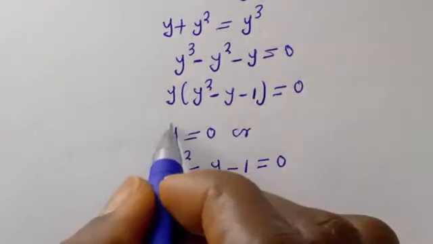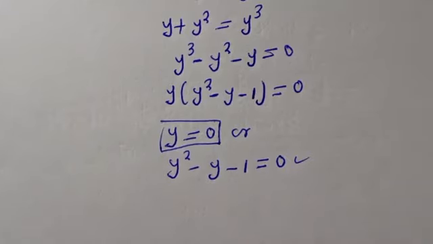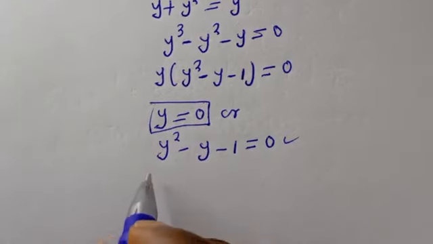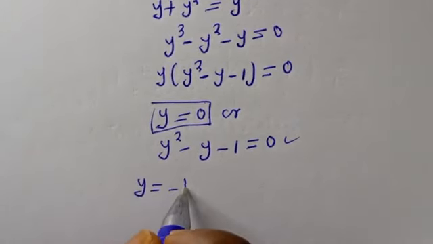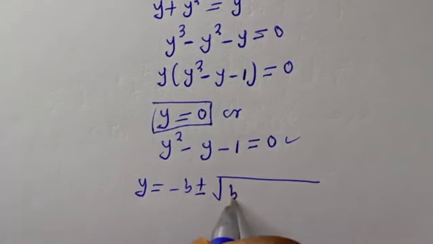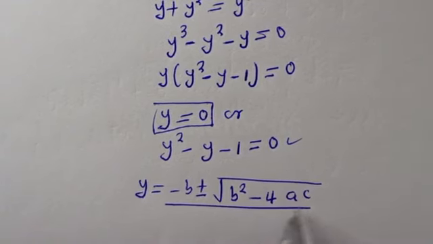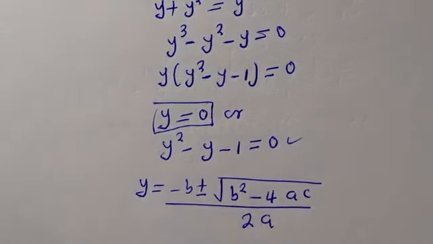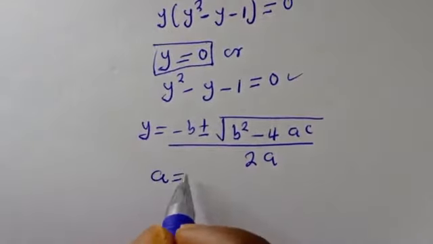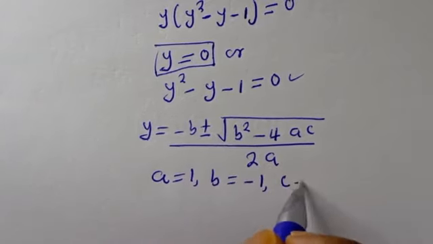Then from the first case here, we already know that y is equal to 0. And from the second case, this is a quadratic equation. Let's solve using the quadratic general formula. The quadratic general formula in this case is giving us y is equal to minus b plus or minus square root of b squared minus 4ac over 2a. Then from this equation, a is equal to 1, b is equal to minus 1, c is equal to minus 1.